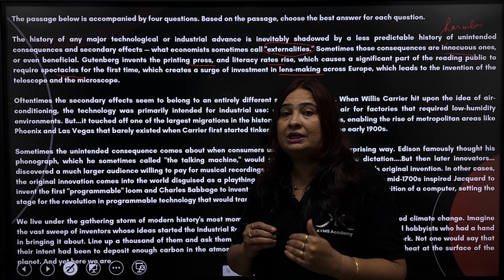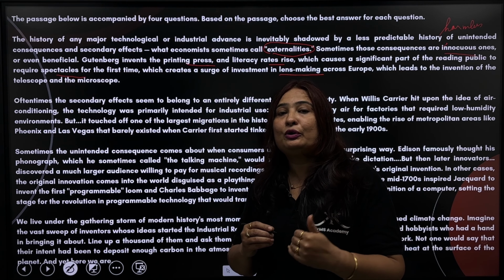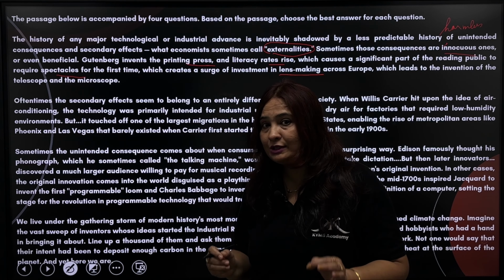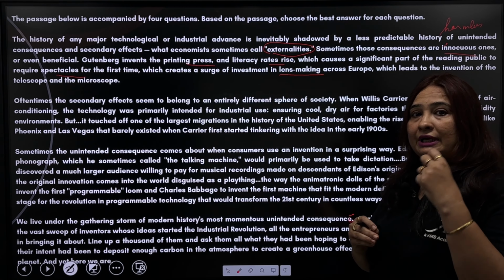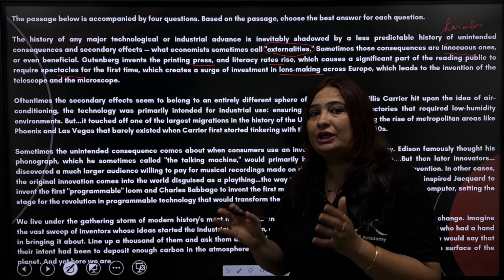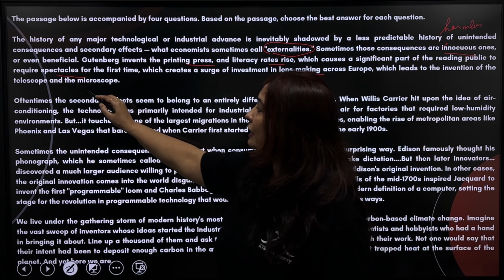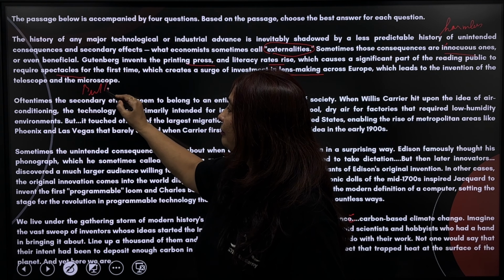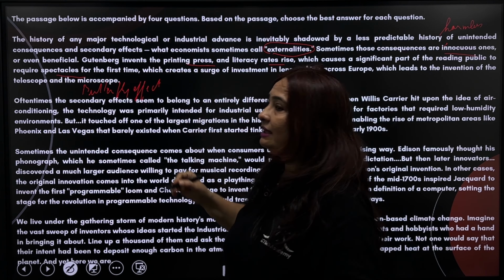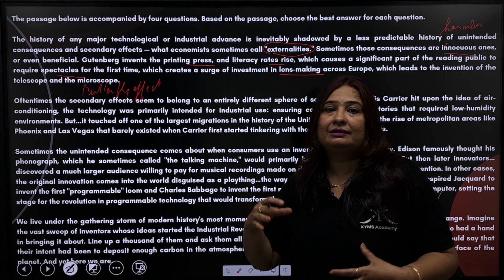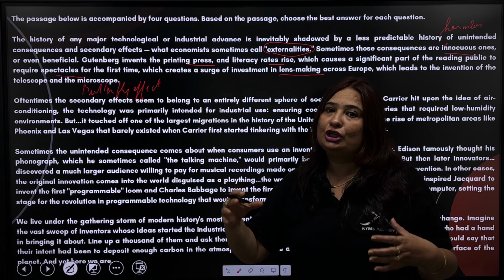Unintended consequences here, the author means to say secondary order effects or externalities of the inventions. And he is saying that a particular invention might lead to a chain reaction. Chain reaction here, I would say it's a butterfly effect. Now, what is the butterfly effect? When one thing gives rise to another thing, and this is how the chain goes.